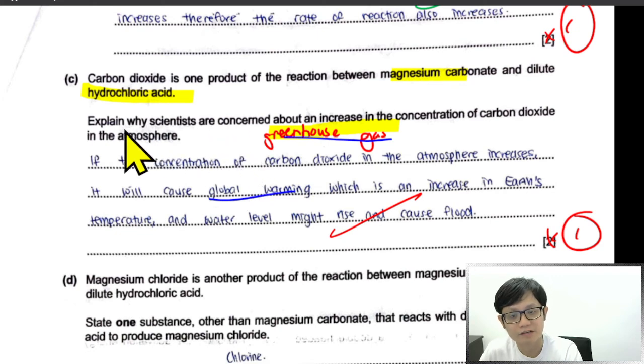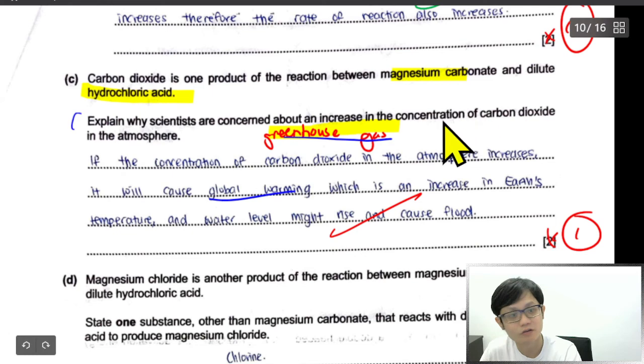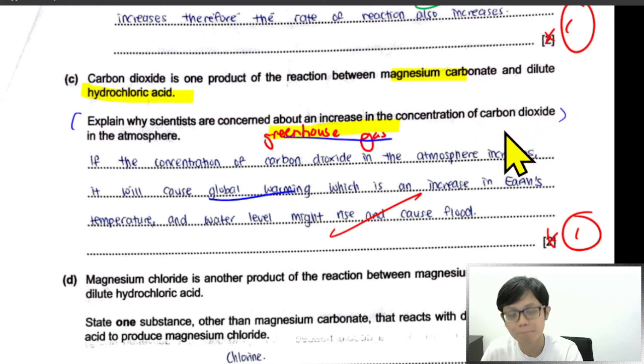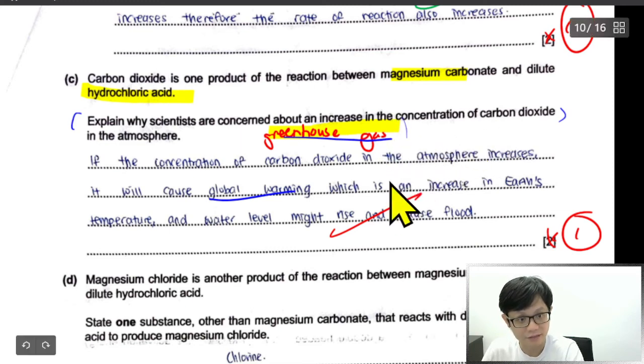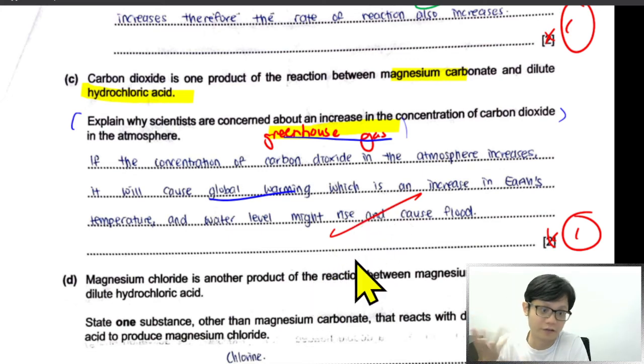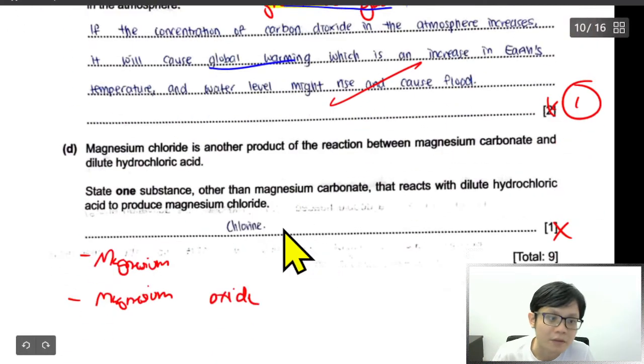Wait, let me read the question again. Explain why scientists are concerned. Yeah, you can put the example because it says explain. So while explaining, global warming, flooding, climate change, it makes sense to the question. Even though the marking scheme doesn't have it, you never know, maybe it has. So when it has, then you get a mark. If it doesn't, then it's okay, you are still correct.